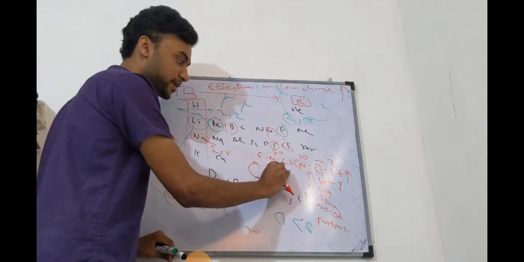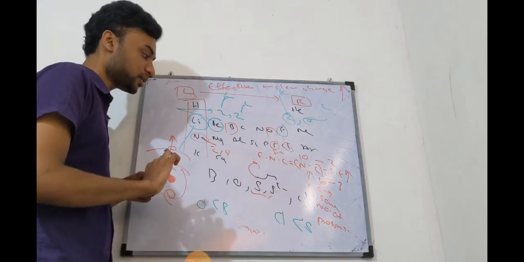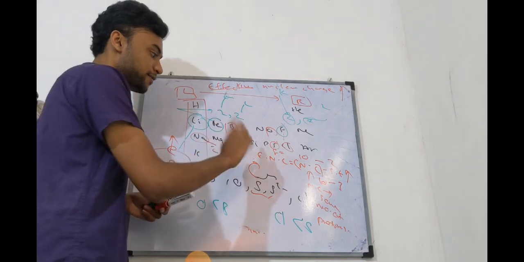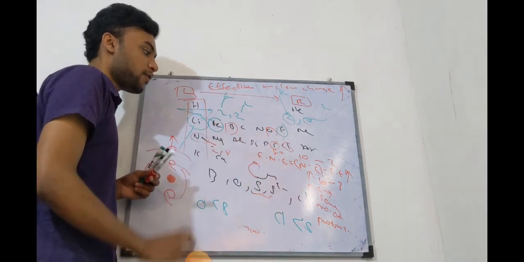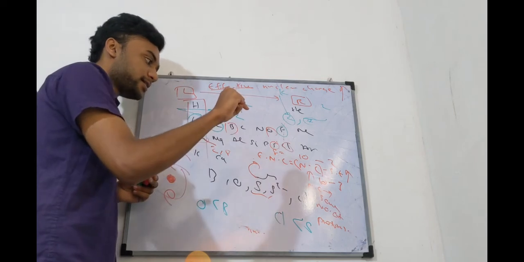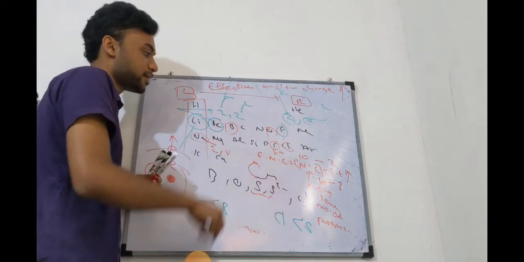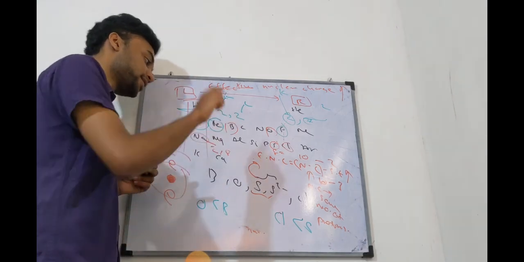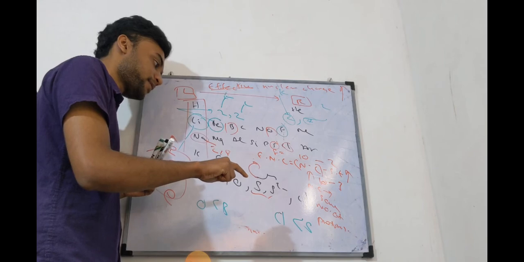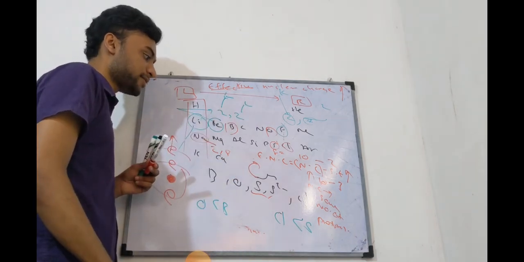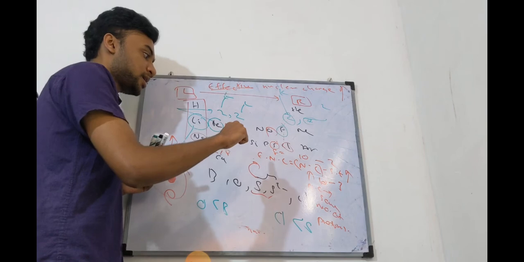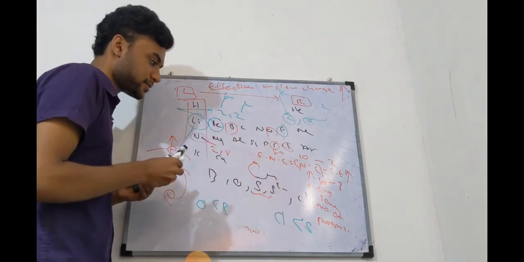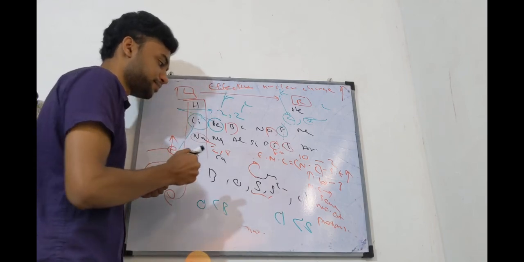So therefore, what can we say? Effective nuclear charge of sulfide ion is less than that of sulfur. When the effective nuclear charge decreases, when you have the same energy levels, what can we say? The atomic radius increases. Therefore, we can say the atomic radius of sulfide ion is greater than that of sulfur.